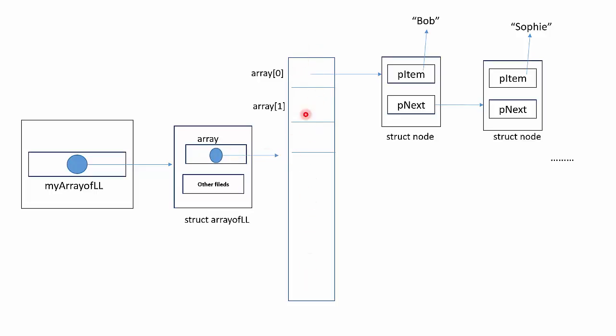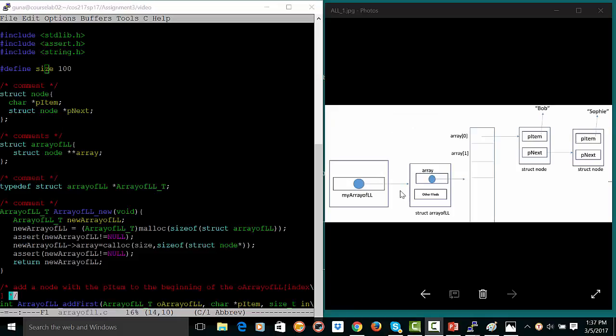The array points to a dynamic array of linked list. And each linked list item is one of these struct nodes. And what we're going to do is to write the code to implement the structure and see how that works. So now let's think about how we're going to do our array of linked list idea.